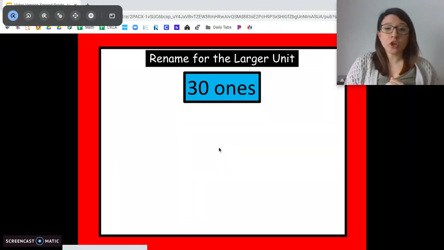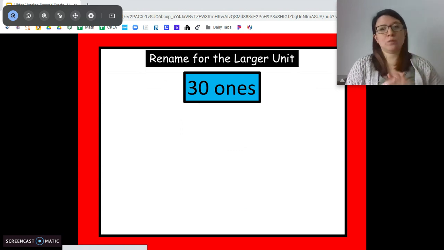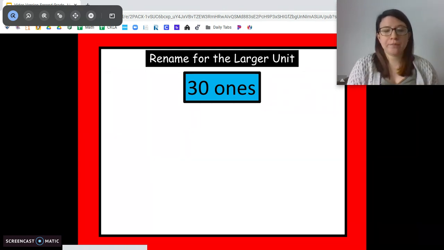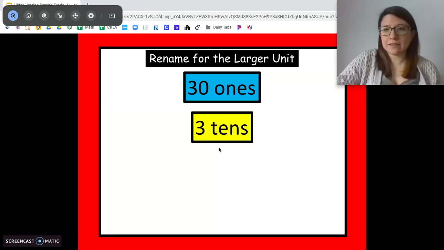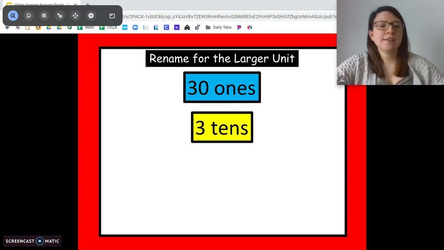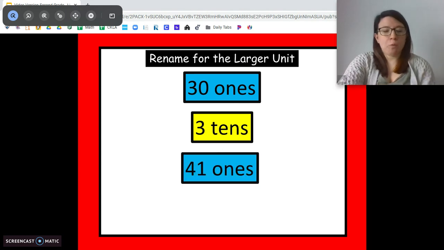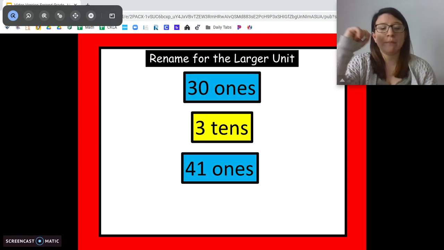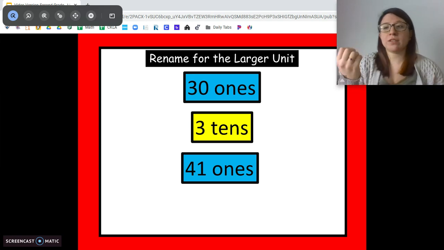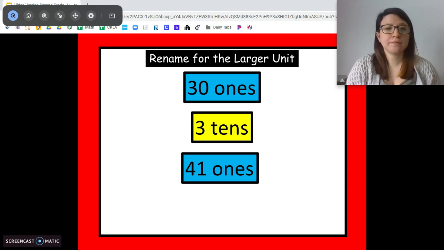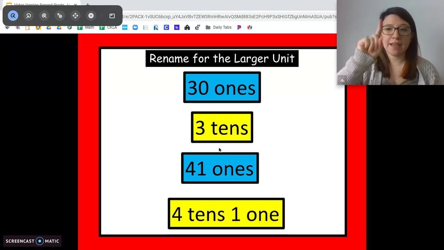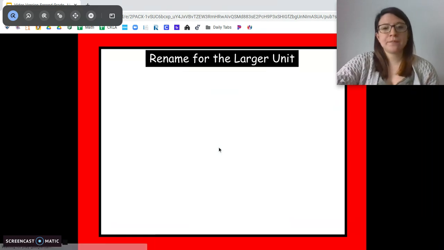Now if I say 30 ones, how many tens would that be? How many tens can we pull out? Good, 3 tens. 10, 20, 30, 3 tens. What about 41 ones? This one, I'm going to give you a hint, might have some extra ones. So pull out your tens and then tell me the extra ones. Good, it's going to be 4 tens, 1 one. 10, 20, 30, 40, plus 1 extra one gives us 41.